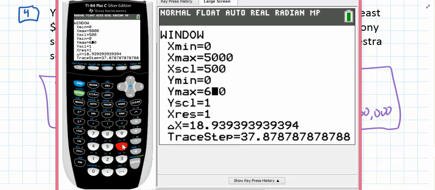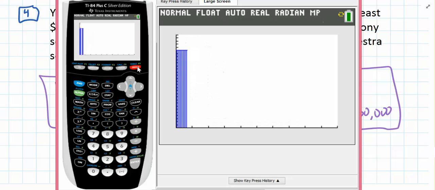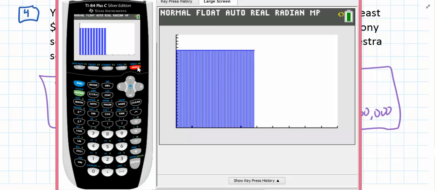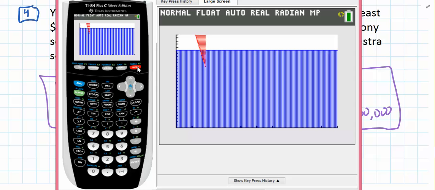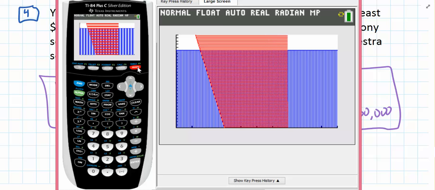So now, when I hit graph, does this help my situation out at all? That's pretty good. Mine says error. Can I see your window again? Does mine look like yours? Did I do something wrong? I don't know. Okay, so there we go.